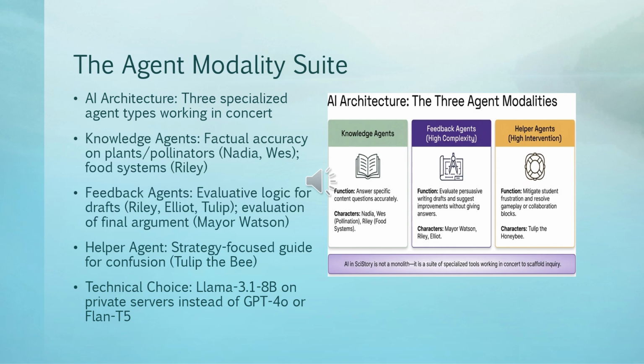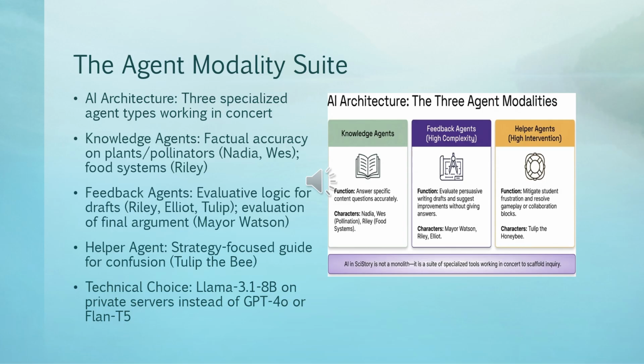To scaffold this inquiry, the team deployed 3 distinct agent modalities: knowledge agents, feedback agents, and a helper agent. It's important to note that AI in this game is not a monolith. By siloing the AI into specific character roles, the designers created a scaffolding ecosystem.